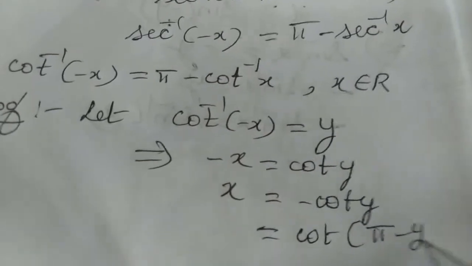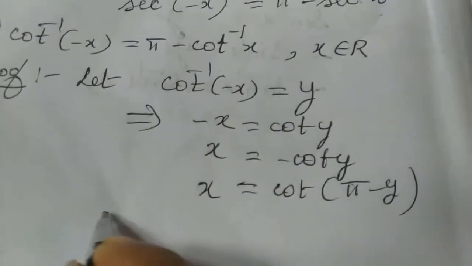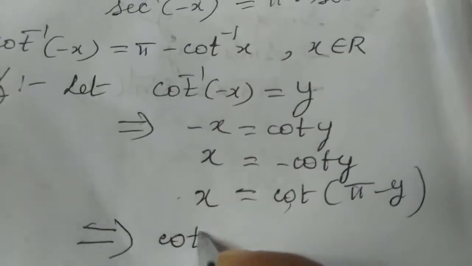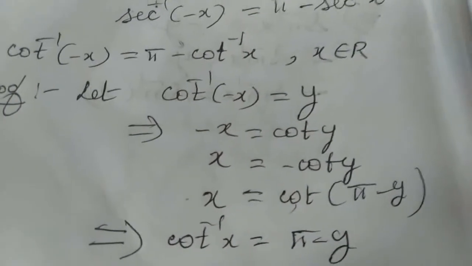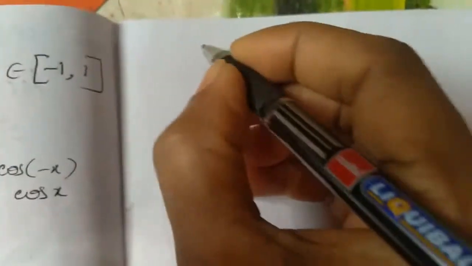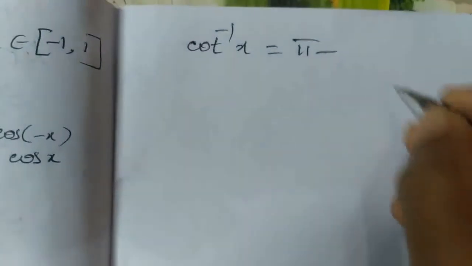In the second quadrant, cot function is negative. It implies cot inverse x is equal to pi minus y. Cot inverse x is pi minus y, which means cot inverse of minus x.